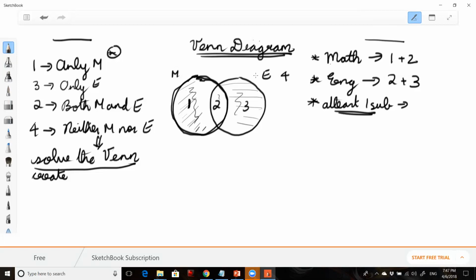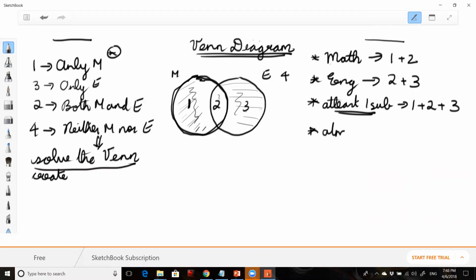At least one subject means people have passed one subject or more, right? So people who have passed one subject is 1 and 3, and people who have passed more than one subject, in this case 2 subjects, is going to be 2. So at least one subject is going to be 1 plus 2 plus 3.